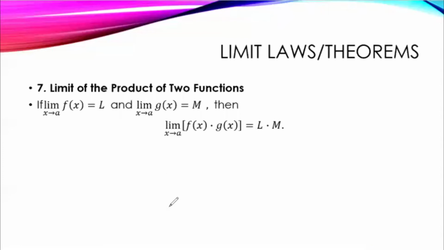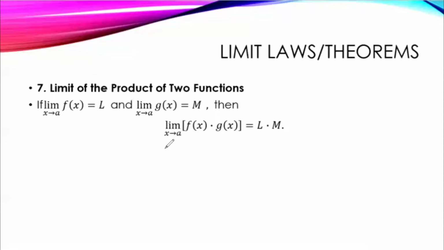Okay, for the seventh theorem, the limit of the product of two functions. It states that if the limit of f of x as x approaches a is equal to L, and the limit of g of x as x approaches a is equal to m, then we simply get the limit of the product. So the limit of the product f of x and g of x as x approaches a is equal to L times m. Okay, how did we get this?